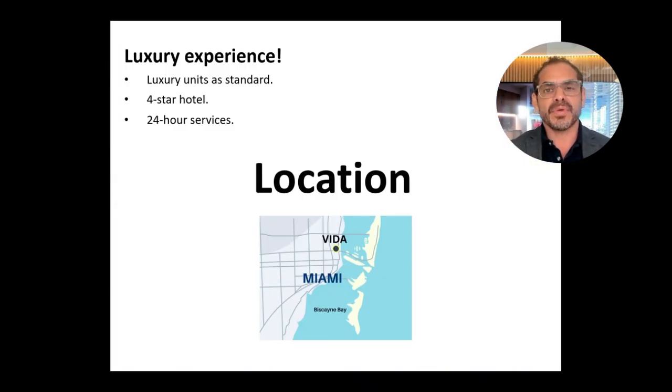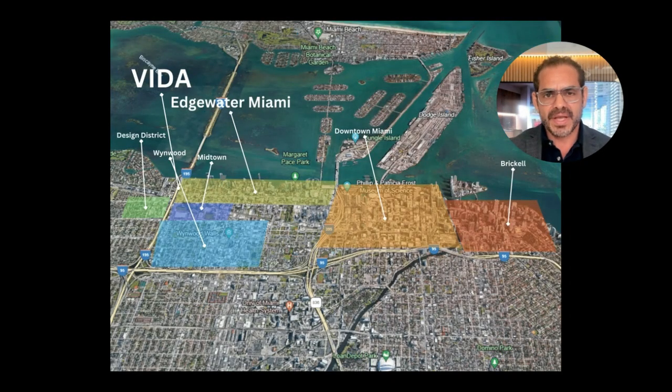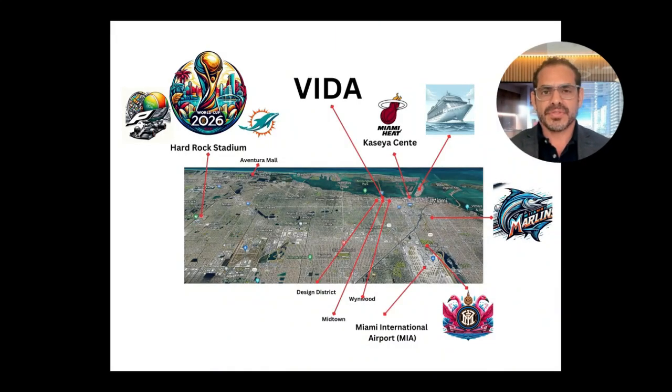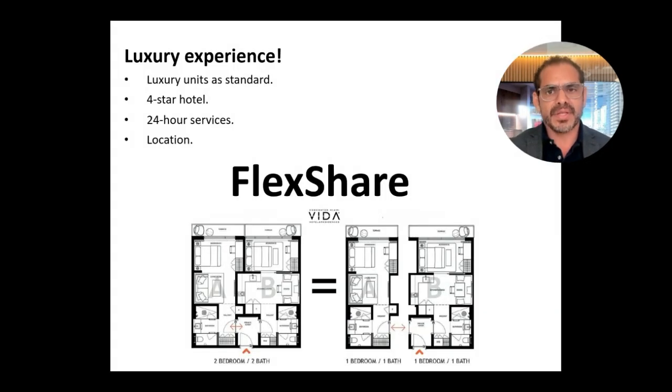Just 50 yards from Biscayne Bay, Vida offers views of all the wonders of Miami today, in the fastest growing area at the moment called Edgewater Miami, with quick access to Miami's main attractions, including business, music, fashion, art, vacations, and very importantly, sporting events, especially when we talk about the 2026 World Cup to be held in Miami. Let's project all this along with the feature that makes us unique in the market, the ability to divide our properties into 2 and 3 smaller apartments.